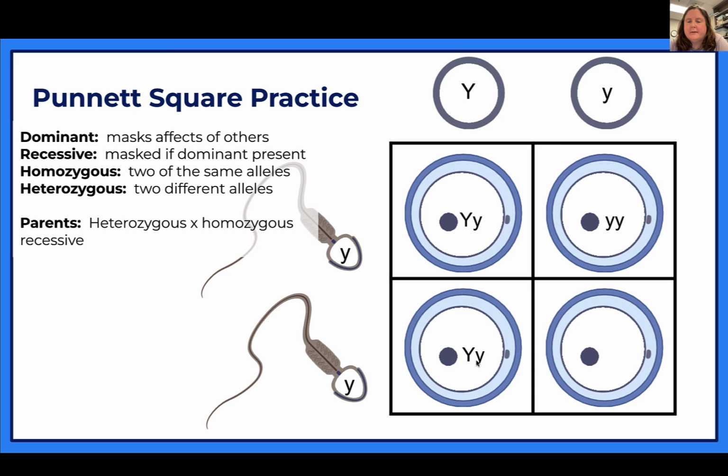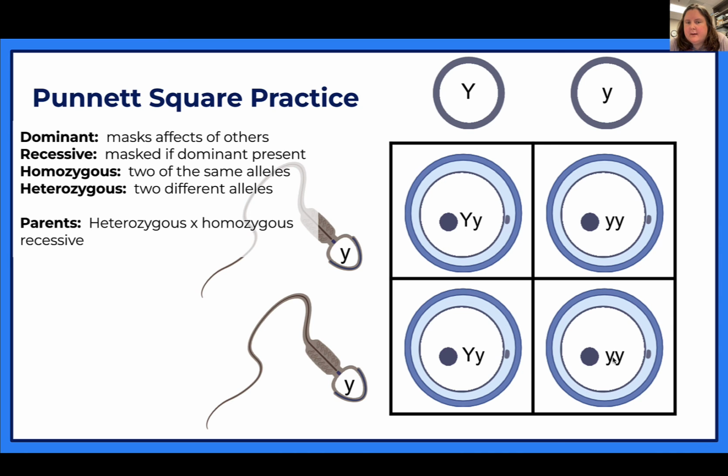Okay, the next one here, this capital Y was donated by the egg cell. The sperm cell donated the lowercase y. If we have 2 different alleles, that is heterozygous. Now, for our last one, this egg is going to donate a lowercase y, sperm lowercase y, and so in this case it's homozygous and it's recessive.